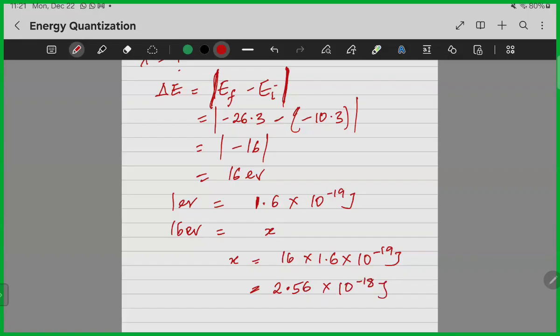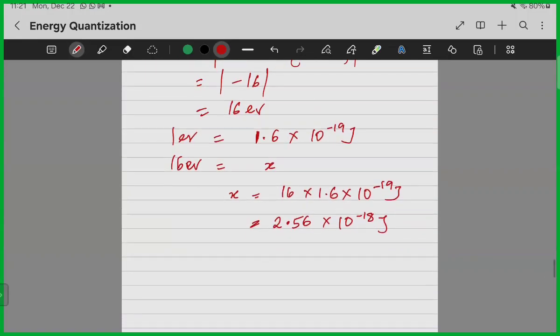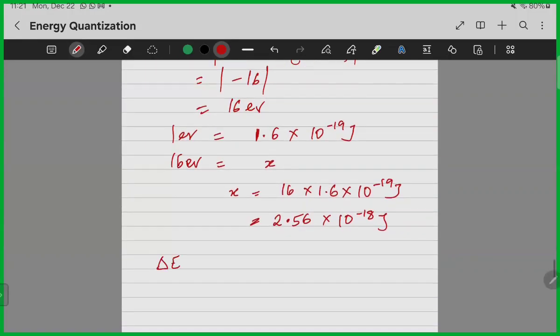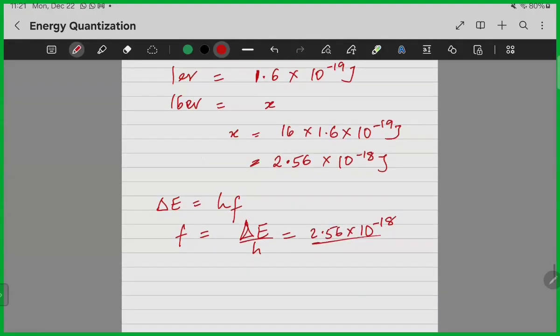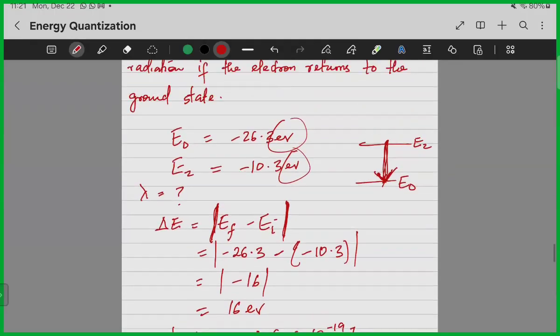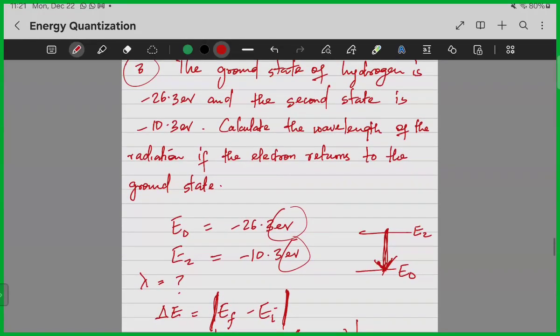So that's what you get as your answer for the energy difference. But that's not our goal. We know that energy difference equals hf. So f is our goal now, so it will be energy difference divided by h. That's 2.56 times 10 raised to power minus 18 divided by h. Oh, our goal is not even f, it's actually wavelength.